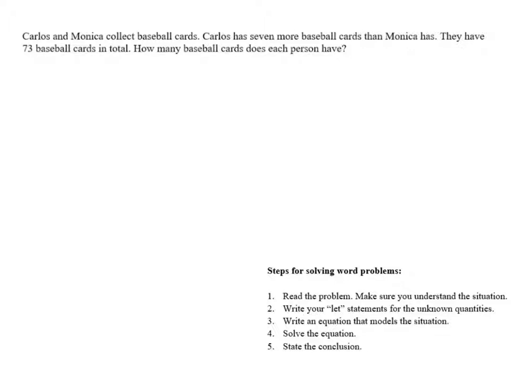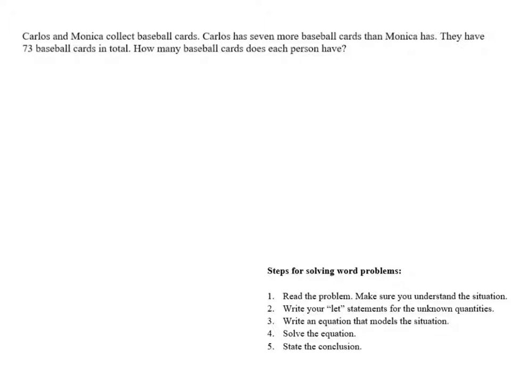So we need to figure out how many baseball cards Carlos has, and we need to figure out how many baseball cards Monica has. Now, we can't let both of them be X because we don't know if they have the same number of baseball cards. In fact, we know they don't. Carlos has 7 more baseball cards than Monica has. So what we need to do is let one of them be X and then figure out an expression for the other in terms of X.